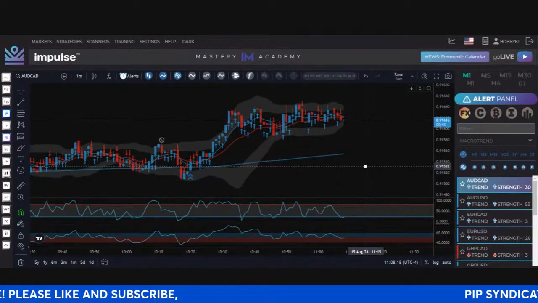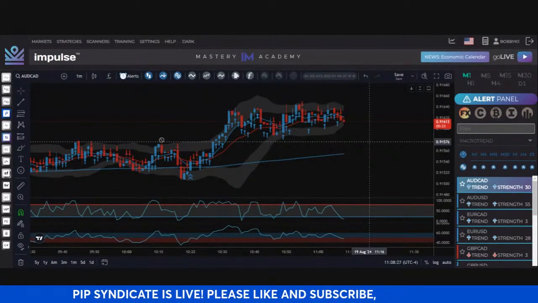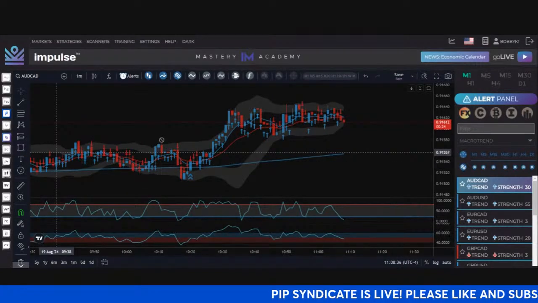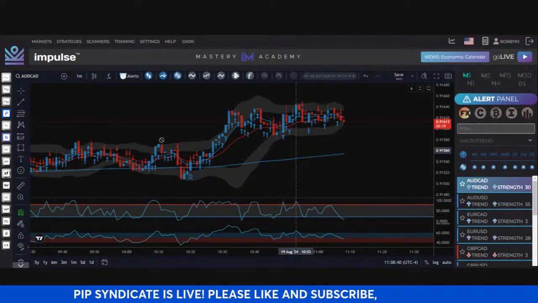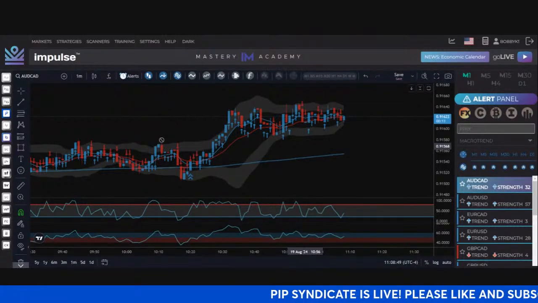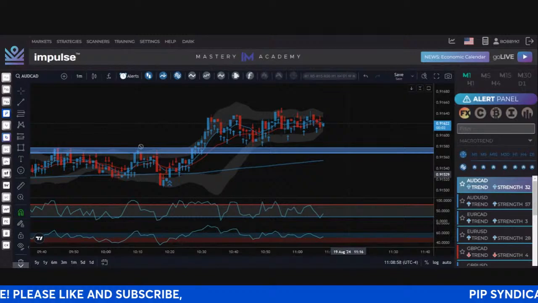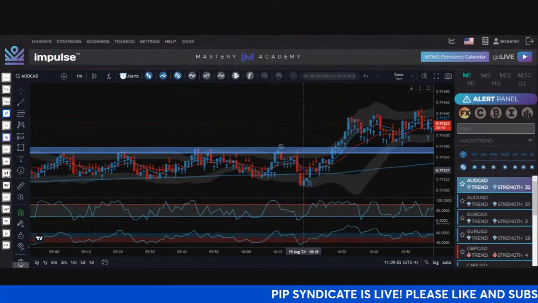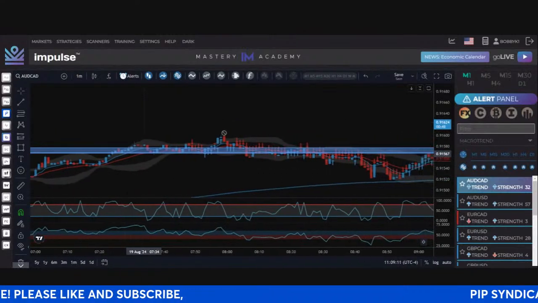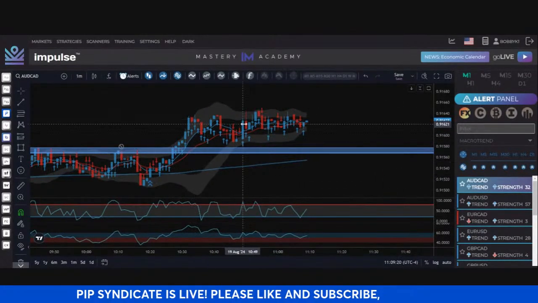Maybe this will pull back enough for us to get an entry. I like to see it pull back to around there, at least close to there. See how many touches that area has? Okay, here it was acting as a resistance. Now it's acting like a support.